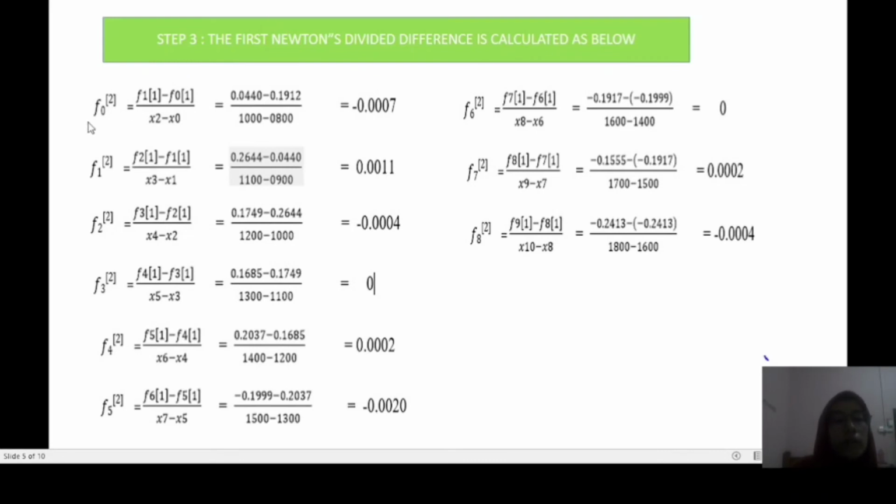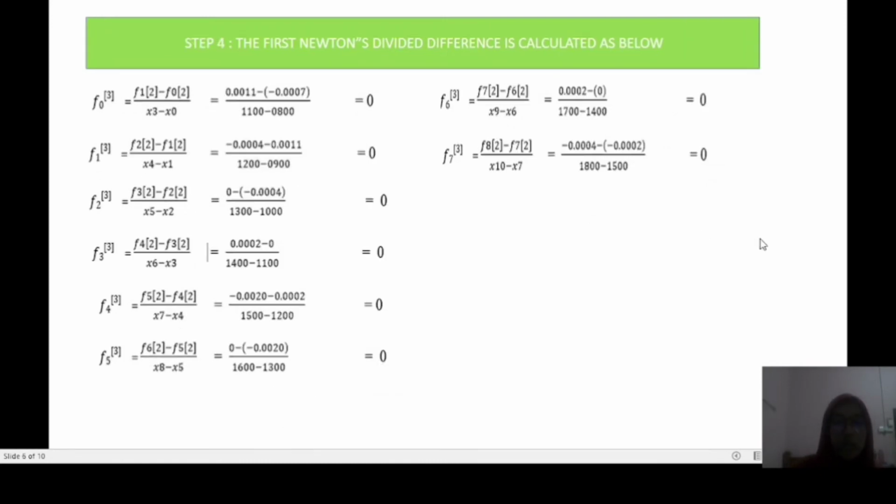Okay, for step 3, the second Newton divided difference is calculated as below. For F02, we get the answer negative 0.0007. F12, we get the answer 0.0011. F22, we get the answer negative 0.0004. F32, we get the answer 0. F42, we get the answer 0.0002. F52, we get the answer negative 0.0020. F62, we get the answer 0. F72, we get the answer 0.0002. F82, we get the answer negative 0.0004.